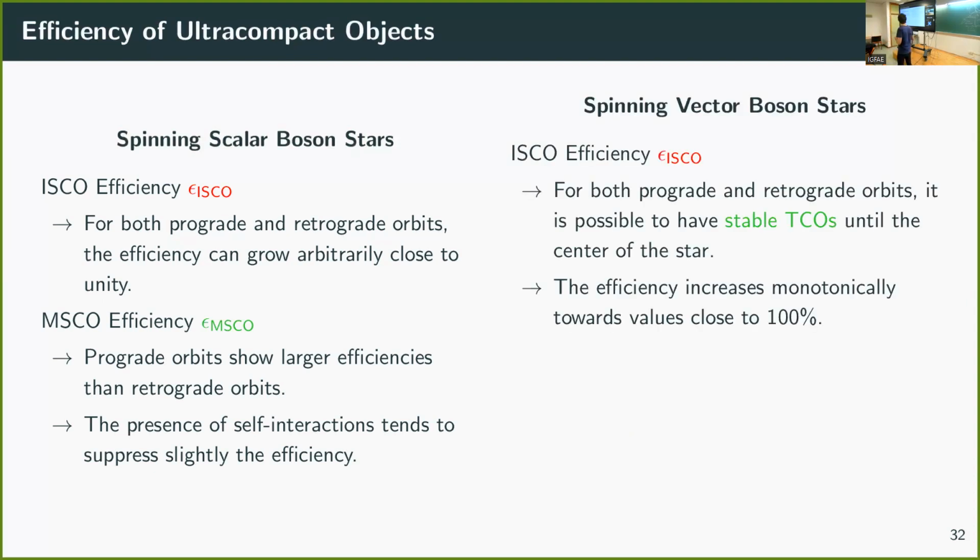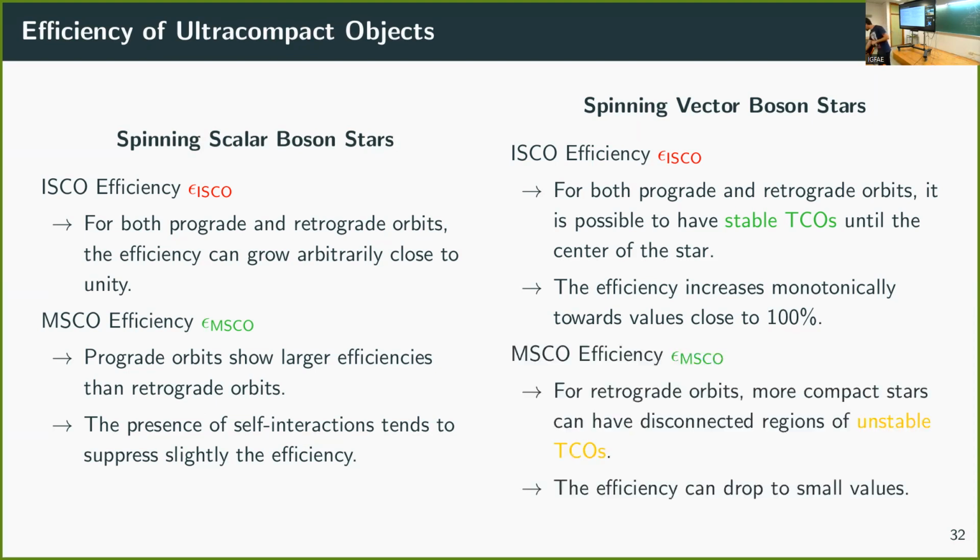For the vector boson stars, again, the efficiency at the ISCO is exactly the same for the prograde and the retrograde orbits. And it's also possible to find stable circular orbits all the way down to the center of the star. That does not happen for the scalar boson star case. And due to that, the efficiency can also grow monotonically to values close to unity.